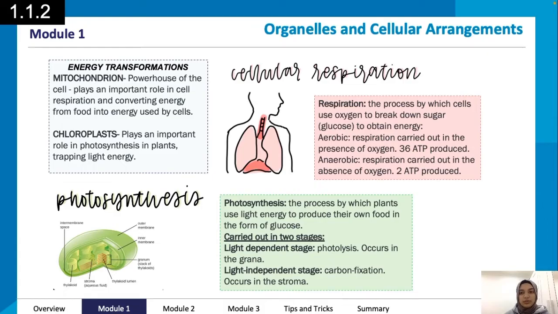Again, a little bit of a summary of this slide, because I really want you all to really understand in detail what I'm talking about here. Mitochondrion and the chloroplast are the two energy transformations. What is the one for mitochondrion? They're converting energy from food into energy used by cells, and that's how respiration occurs. Cellular respiration is the use of oxygen to break down sugar, also known as glucose, to obtain energy. How is this done? It's done by aerobic and anaerobic. Aerobic produces 36 ATP, anaerobic produces 2 ATP.